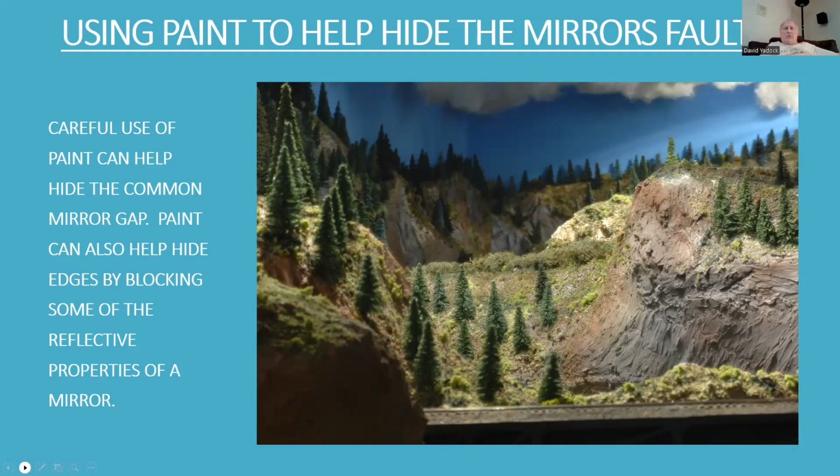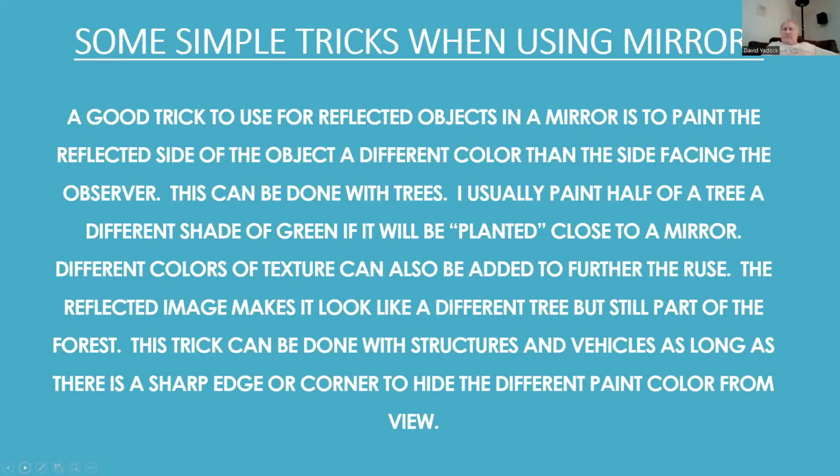Okay, some simple tricks. A good trick to use for reflective objects is to paint, like I said, the reflected side of the object. This is where you want to have things look a little different, rather than blending it in to make it look like something is carrying on through the mirror. You use a different color than the side facing the observer. This is really effectively done with trees.